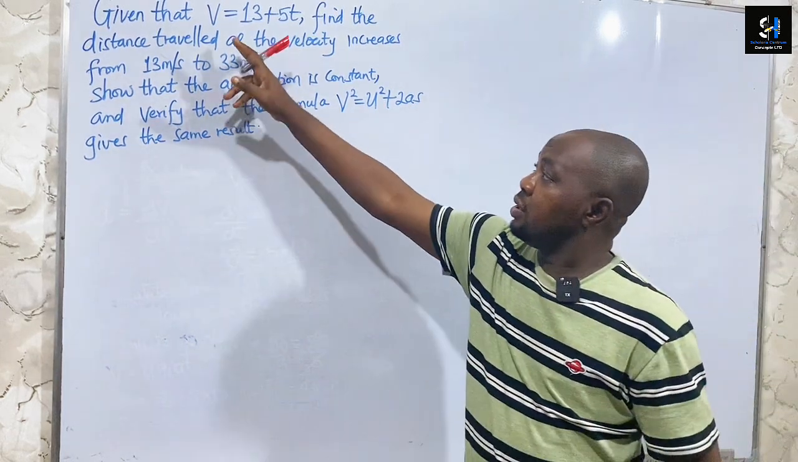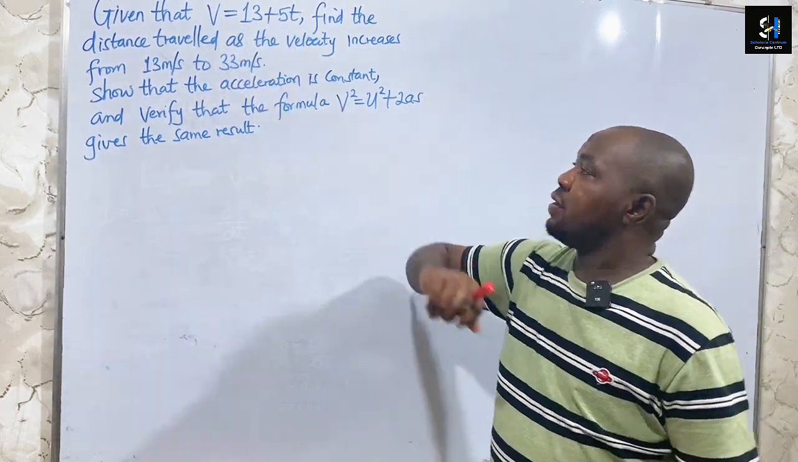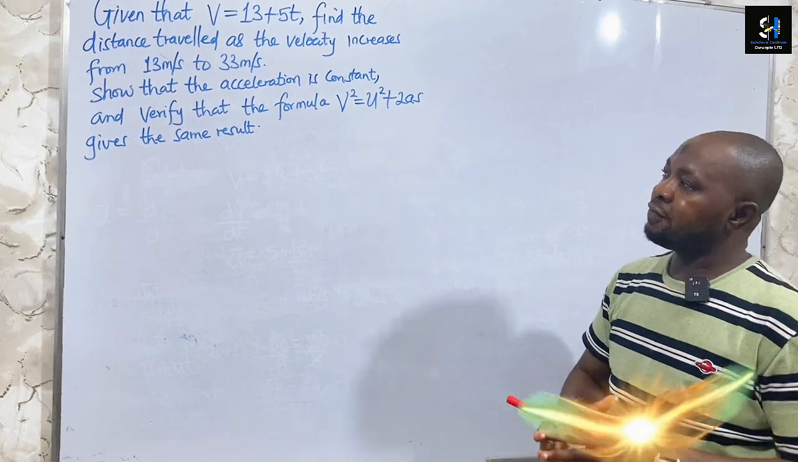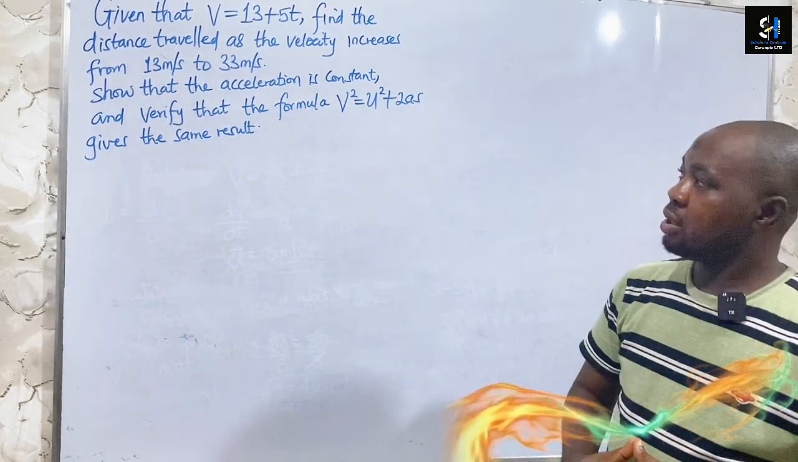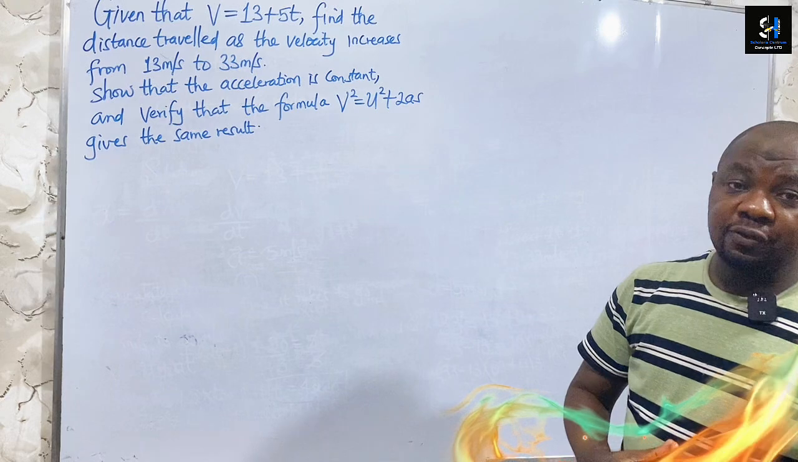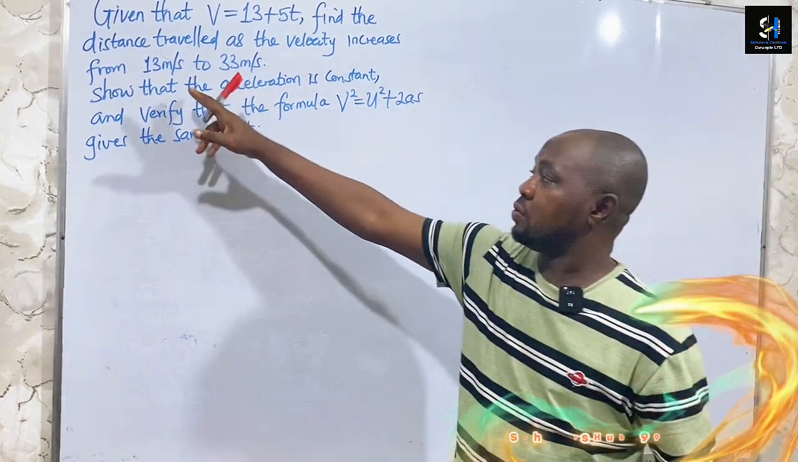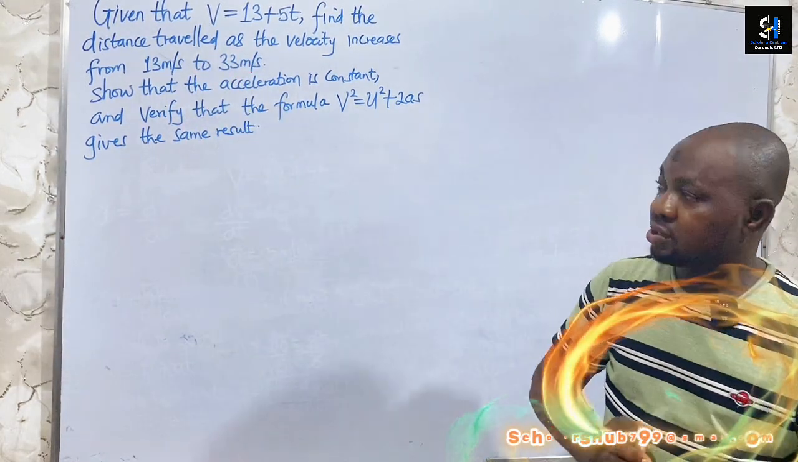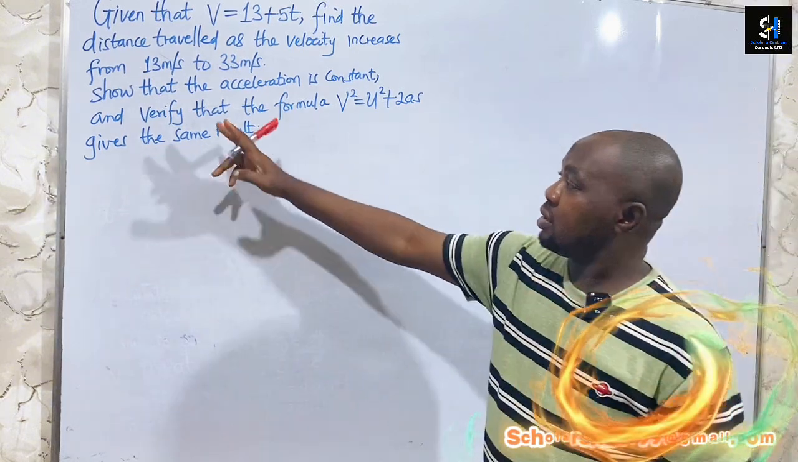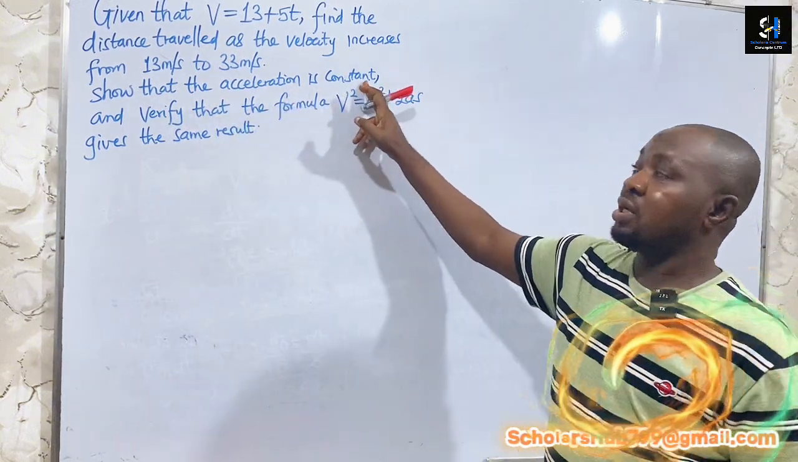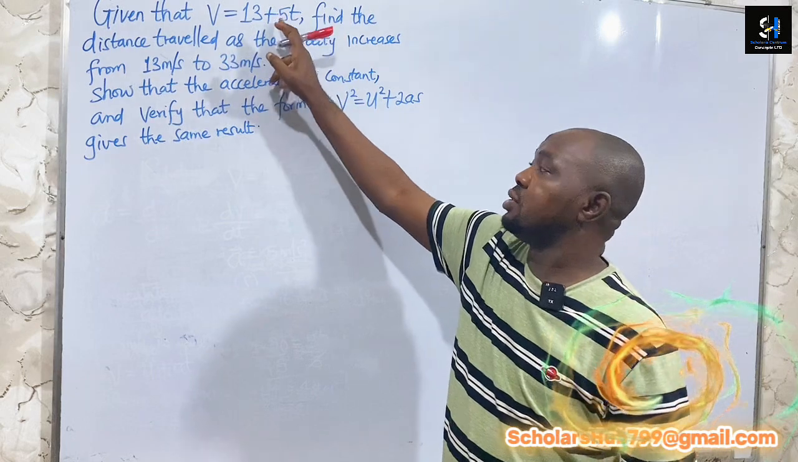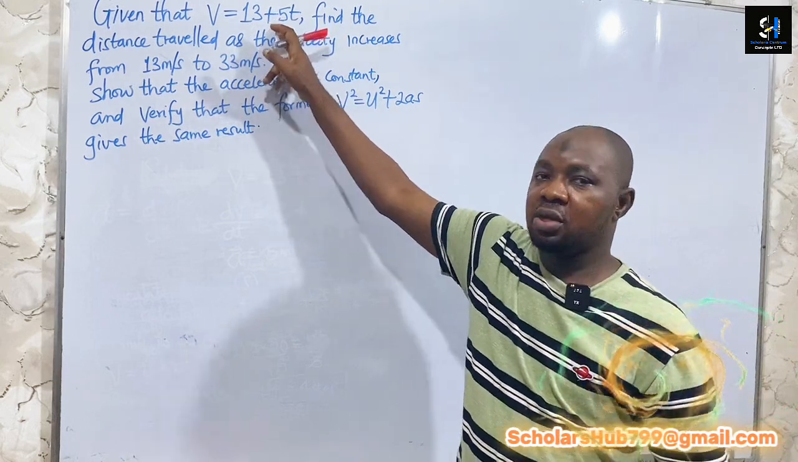Given that v equals 13 plus 5t, our task is to find the distance traveled as the velocity increases from 13 meters per second to 33 meters per second, and also to show that the acceleration is constant, that is, the acceleration is 5 meters per second squared.